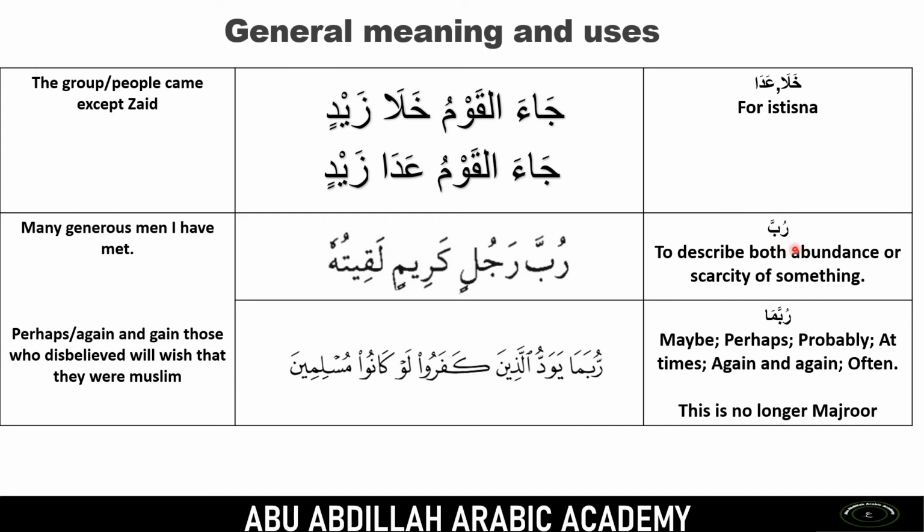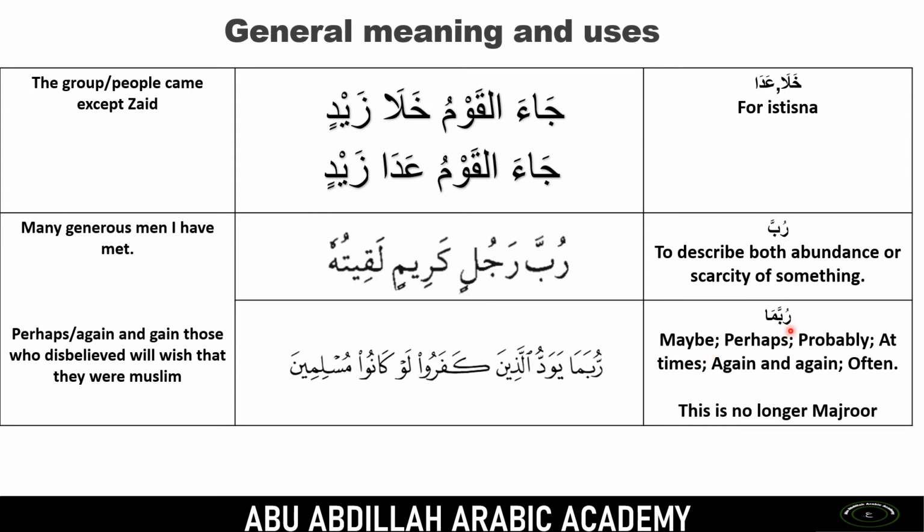Then we have rubba. Now this is used to describe both abundance or scarcity of something. So for example, the example that I have here says rubba rajulin karimin laqituhu, that is many generous men have I met. So again this is used as an astonishment or maybe surprise or exclamation. So in this case, the meaning of rubba rajulin karimin laqitu is many generous men I have met. Someone would say this as a statement of pride or something like that.